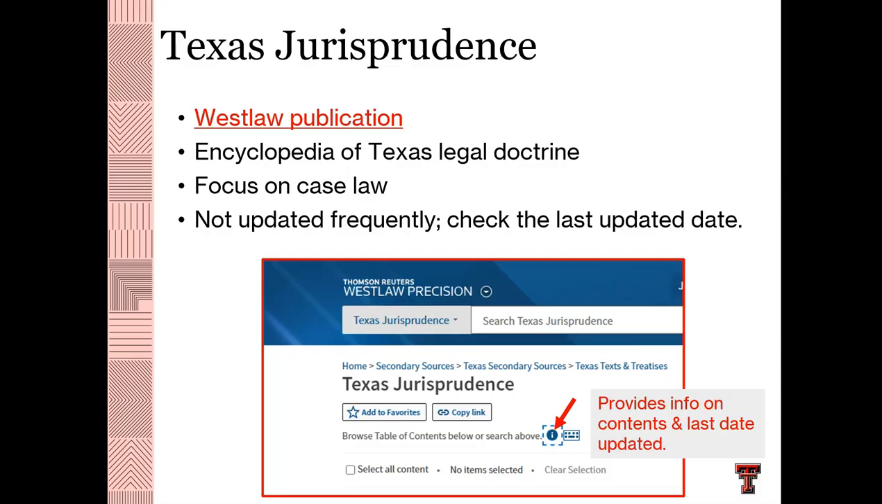The first one is Texas Jurisprudence. This is a Westlaw publication and is available in Westlaw. It is an encyclopedia, so it just gives short synopses of legal issues. It does have a focus more on case law rather than discussing statutory information. It is also not updated as frequently as other secondary sources, so you want to double check the last updated date, and you can do that by clicking on that i icon when you're in it in Westlaw. That icon will bring up information about the publication, including the last time it was updated.